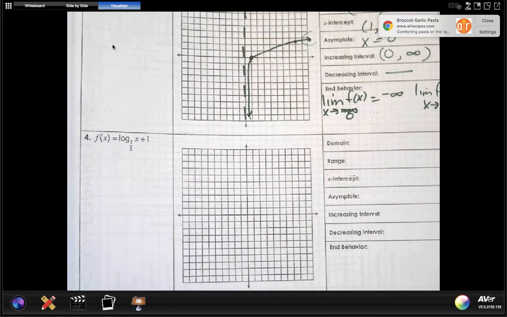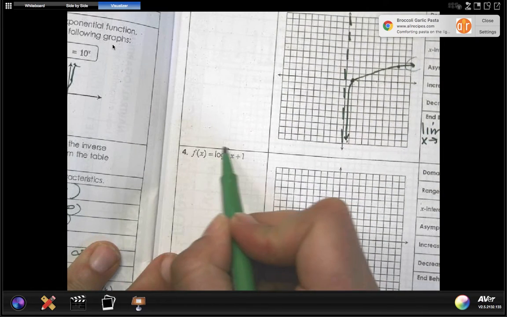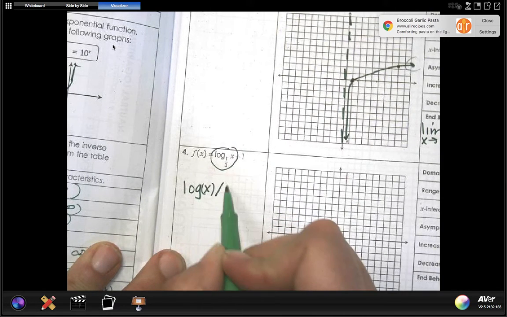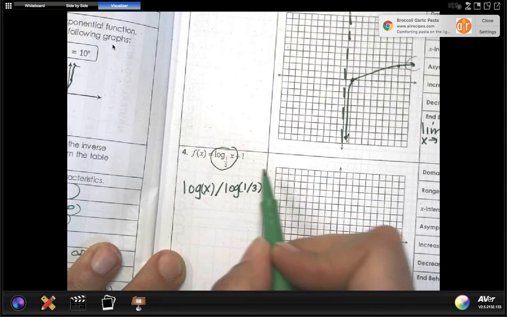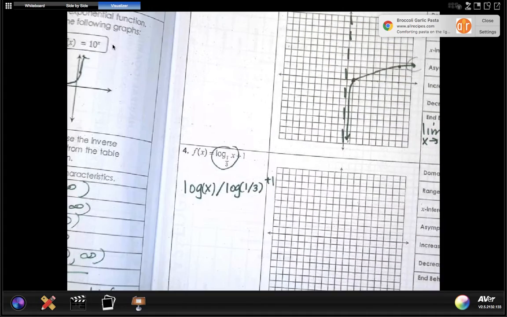Now when you have adding or subtracting next to it, when you put this in your calculator, you would do the change of base for this part. So log of x divided by log of 1 divided by 3, and then you would just add plus 1 after it. So go ahead and try to put that in your calculator.